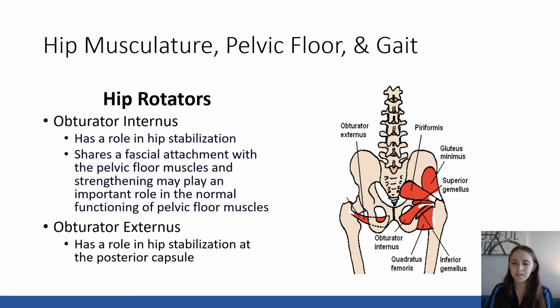So this is the tricky muscle of, how do we stretch it? How do we work it? How do we get it to shut up so that our pelvic floor muscles can do what they want to do? Because this muscle tends to fire, and it can look like a pelvic floor contraction, but it's just an obturator internus contraction, which is interesting. We also have our obturator externus on the posterior capsule for hip stabilization.